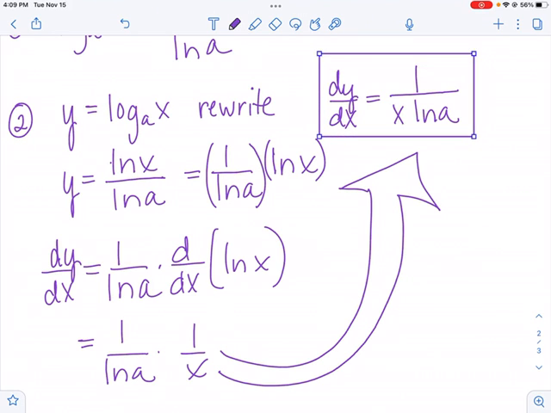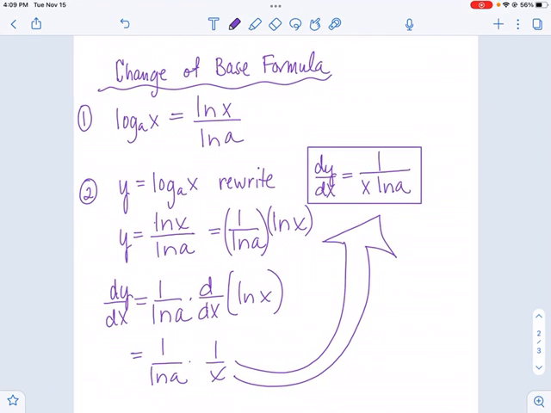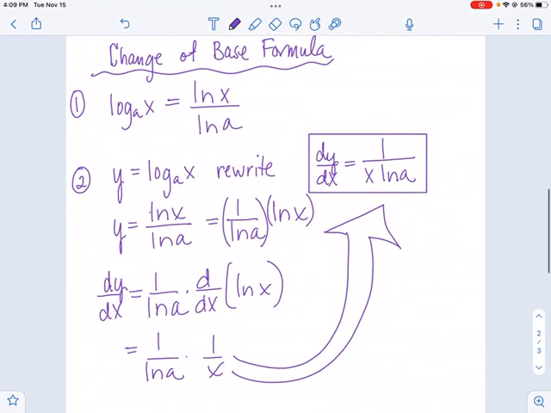So just a couple of things about how or why these rules work, and they're not just, oh, you have to memorize it. Now you have a connection to why we're getting the result we are. Why are we getting 1 over ln of a times 1 over x? Okay. All right. So that's it.